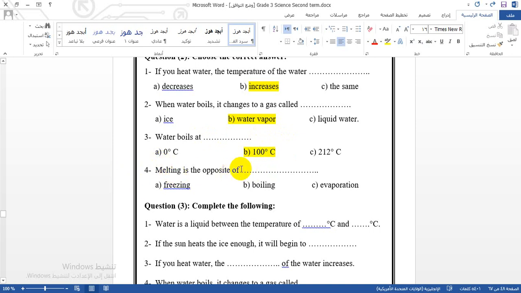Okay, what about now the melting? The melting is the opposite of what exactly, guys? Of freezing, boiling, or evaporation? Evaporation, I told you, is the process of change of liquid to gas. Okay guys, what about now the melting? Melting is the opposite of what? Freezing.